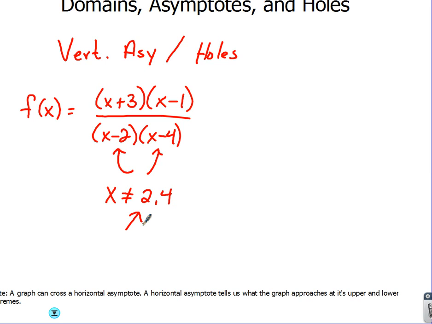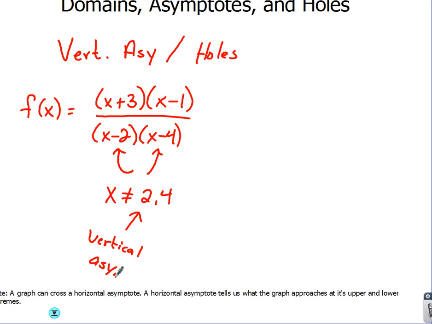Both of those values would be vertical asymptote lines. You could actually plot them on the graph, and your graph would approach them, but it can't cross them. It can't equal that. So that's when you have a vertical asymptote.